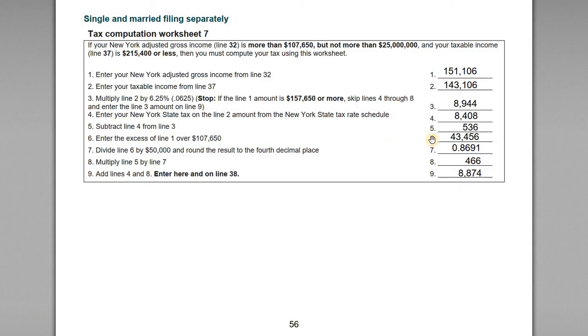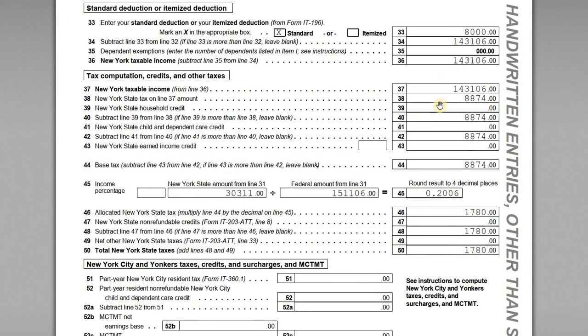Line 7, we want to divide line 6 by 50,000. Round to 4 decimal places. So our 0.8691 times line 5, right? So 536 times 0.8691 gives us 466. And then lastly, the very last step on line 9 here, it wants us to add lines 4 and 8. So we take line 4, add line 8, and we get 8,874. So that is why the 8,874 is being reported here as the New York State tax amount.